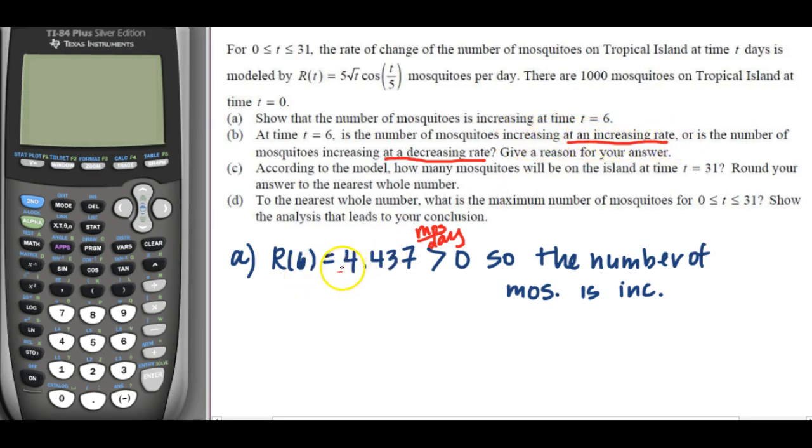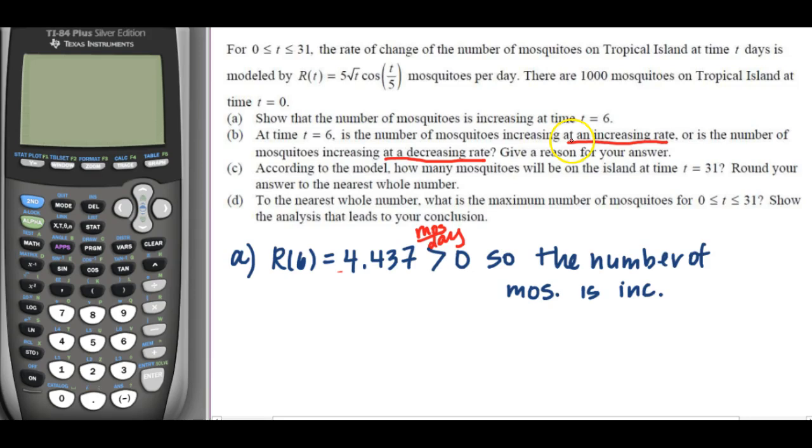Or maybe on day 6, the rate of change was 4.437, but on day 7, the rate of change was 2.437. So the rate of change is decreasing. The number of mosquitoes on the island is still getting bigger, but it's getting bigger at a decreasing rate. So, in other words, from one day to the next, more mosquitoes are still going onto the island, but not as quickly. So either the number of mosquitoes we're adding is going up every day, or the number of mosquitoes we're adding is going down every day. That's the question we're asking.